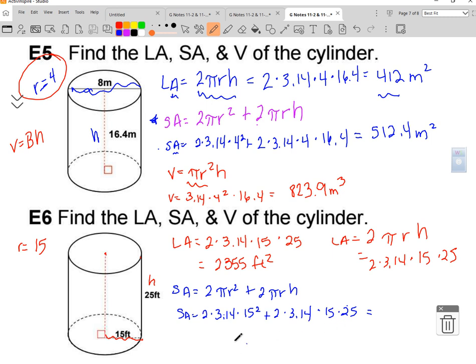So for the lateral area, when you're finding just that, you rounded it this way. For the surface area, you're plugging everything in, and we're going to work it straight across from left to right on our calculator. 2 times 3.14 times 15 squared plus 2 times 3.14 times 15 times 25. I got 3768. Is that what y'all got?